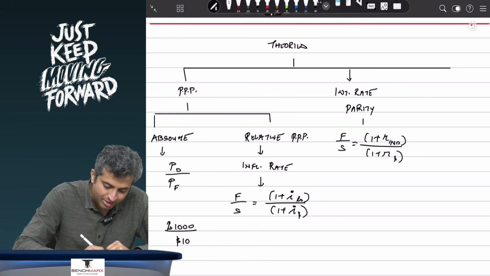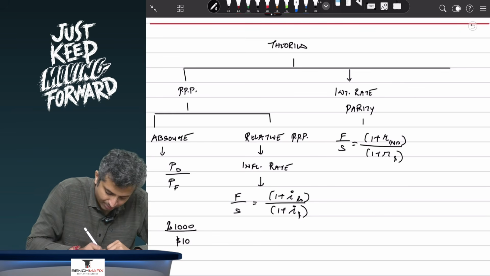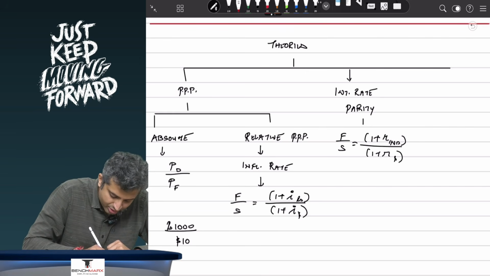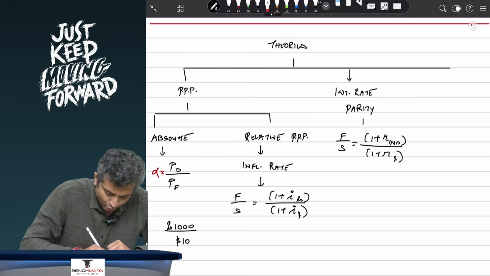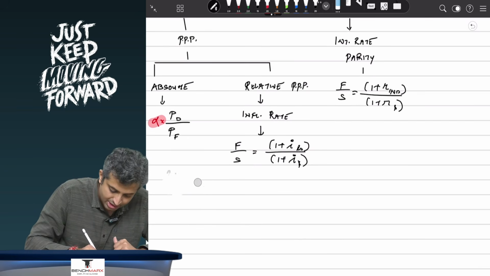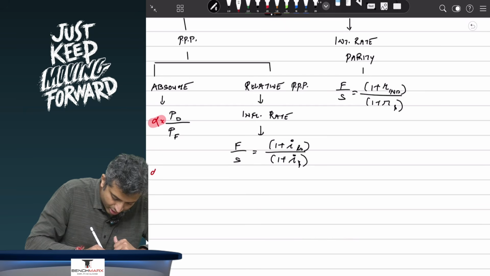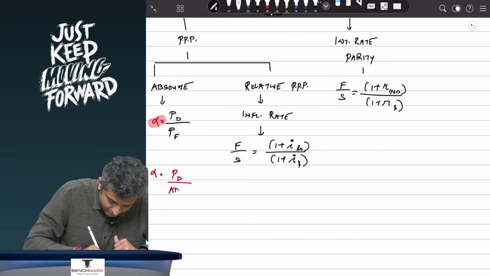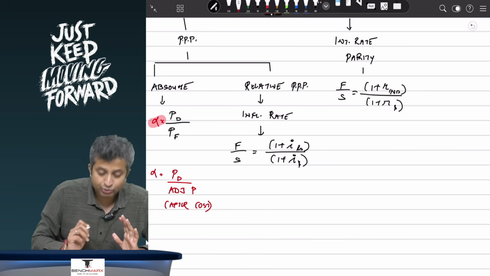Now, what do you mean by the Fisher effect? So over here, what is important is when you look at the absolute purchasing power parity, there will be an alpha, and that is the sectoral constant. How do you calculate the alpha over here? Well, the price in domestic upon the adjusted price after considering the necessary costs. This will be your sectoral constant.